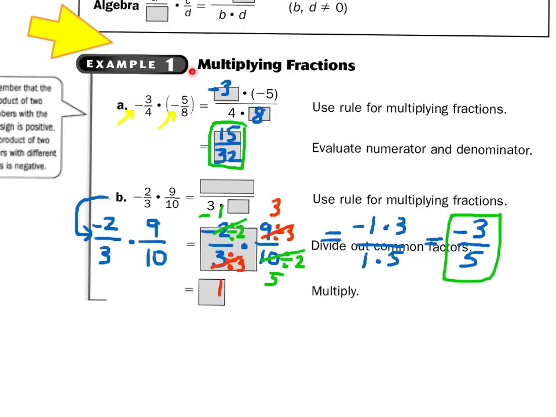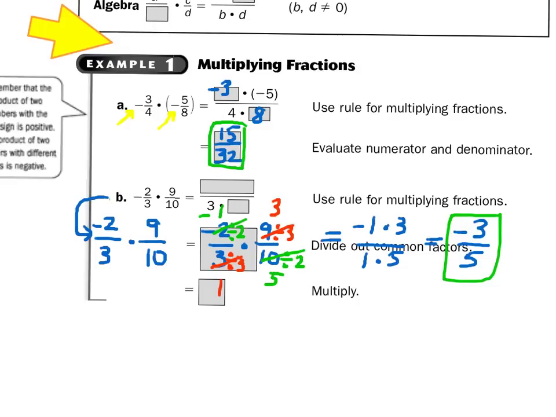Okay, let's look at example 1, multiplying fractions. Look at a, negative 3 over 4 times negative 5 over 8. Well, the first thing I'm going to do, see these negatives? I'm going to let them float up to the numerators. So I write negative 3 on top and negative 5 on the top. And then over, and look at my denominators, 4 and 8, 4 times 8. So then I just multiplied. Negative 3 times negative 5 makes positive 15, and 4 times 8 makes 32. So I have 15 over 32, and I box my answer.